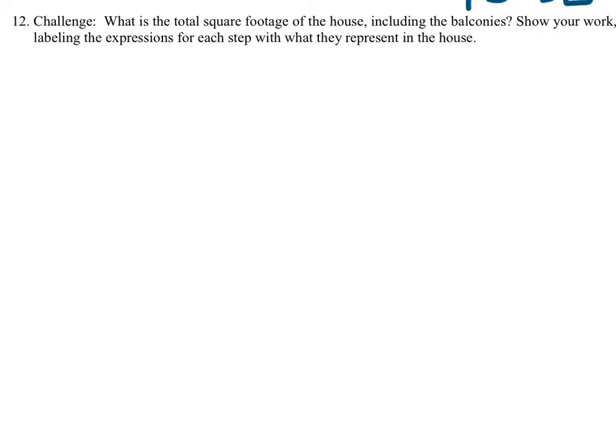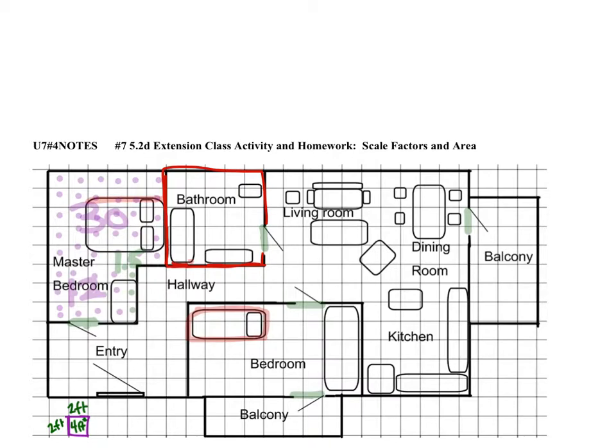What is the total square footage of the house, including the balconies? Show your work, labeling the expressions for each step with what they represent in the house. All right, well, let's take a gander. So for this last part, we're going to include the balconies. And we already found out the area of some of these spaces, right? But as it turns out, I'm not going to find the area of each space and then add them together. I'm just going to find the total area, and then we'll be done.